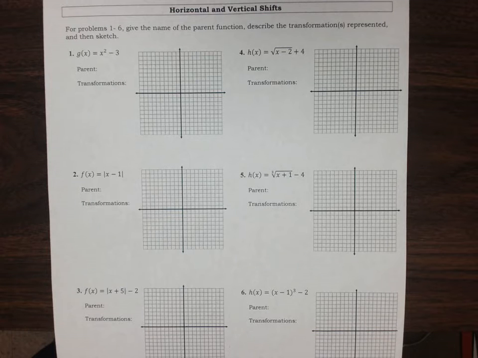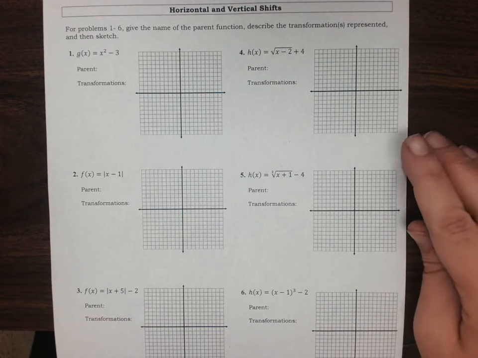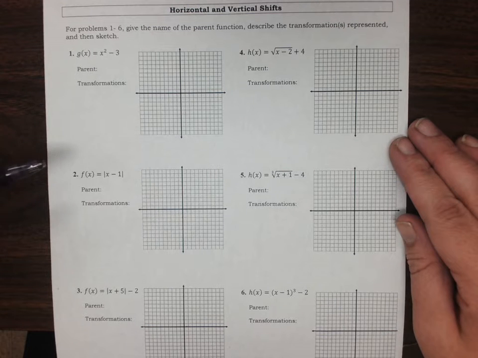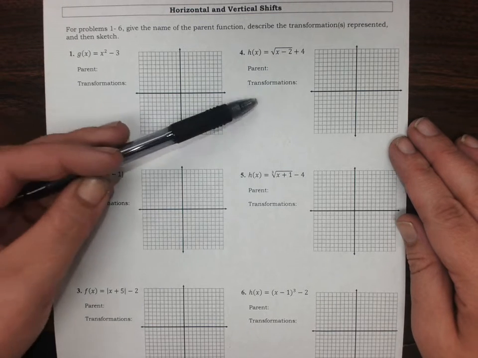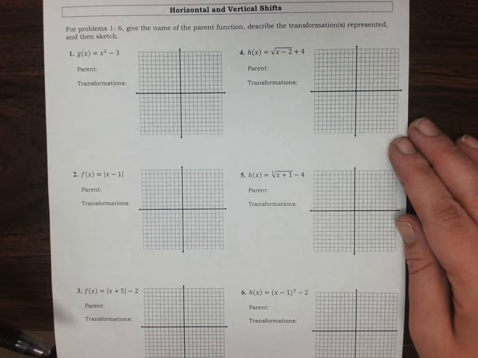Okay, I'd like to do a few examples from our homework that are about these horizontal and vertical shifts of parent functions and then their transformations. So let's look here. I'm going to go ahead and do numbers 1 and 4, and I will do, how about number 3 as well.